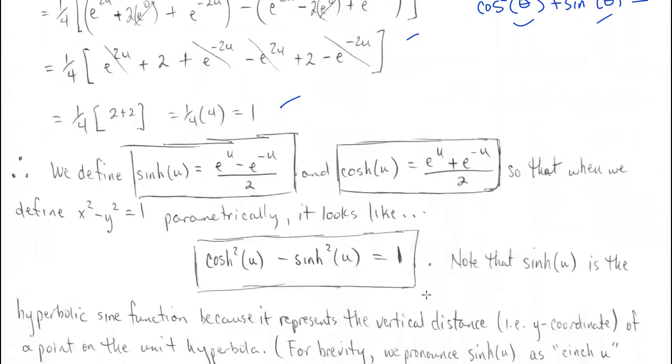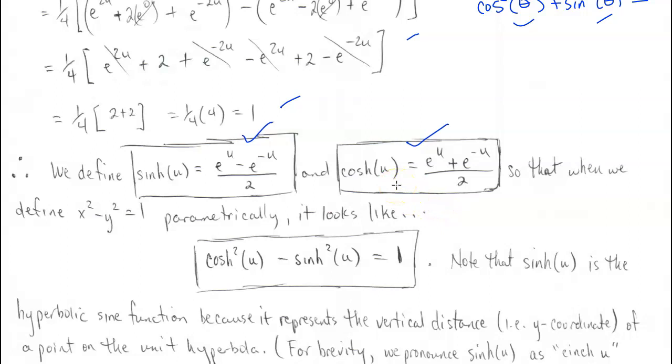So because of that, we're going to let sine hyperbolic of u, which we also call sinh u for short, be e to the u minus e to the minus u, all that divided by 2. And we're going to let cosine hyperbolic of u, also referred to as cosh u, be e to the u plus e to the minus u, all that divided by 2, okay?